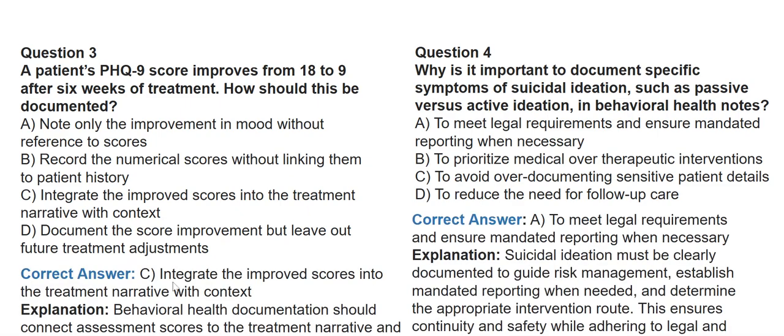The answer is C, as behavioral health documentation should connect assessment scores to the treatment narrative and patient history, showing improvement over time and informing next steps in management.